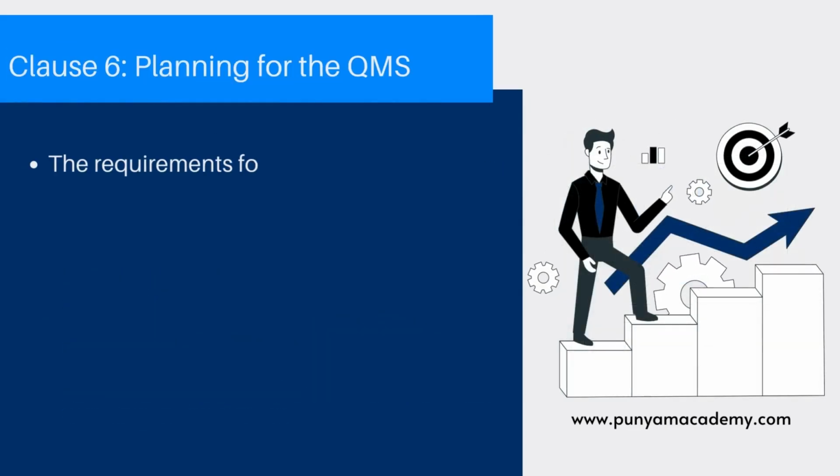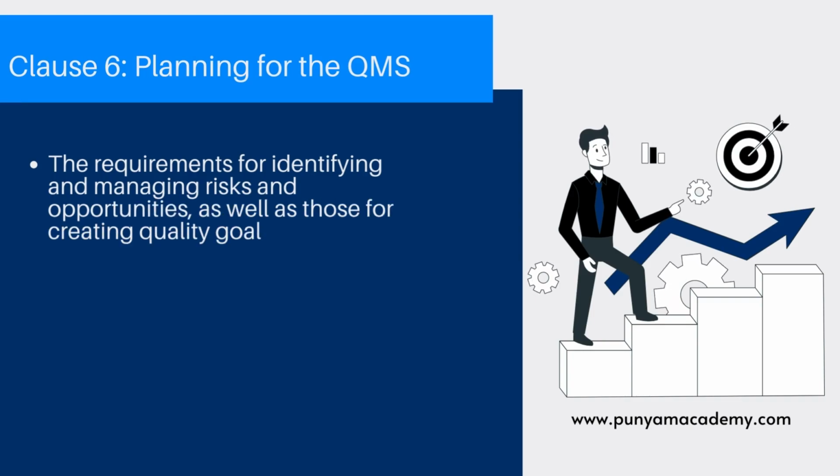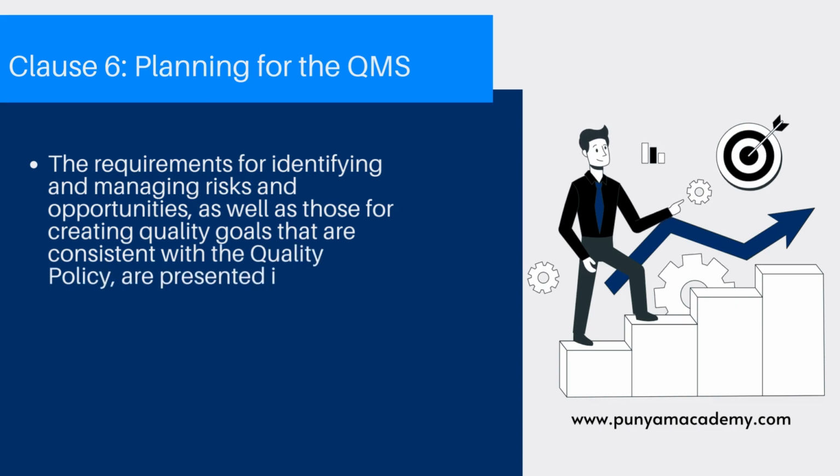Clause 6, Planning for the QMS. The requirements for identifying and managing risks and opportunities, as well as those for creating quality goals that are consistent with the quality policy, are presented in this section.